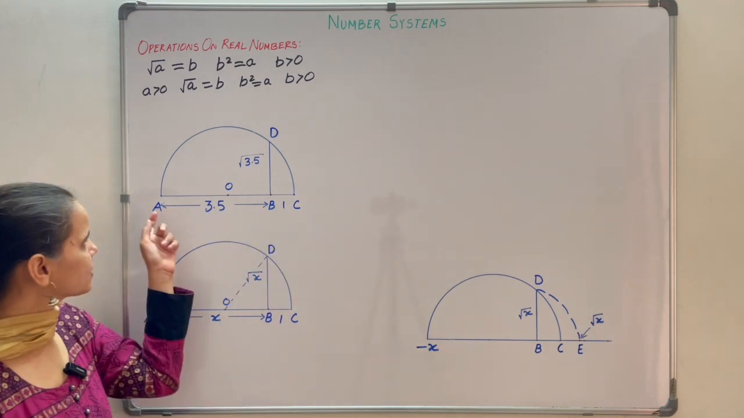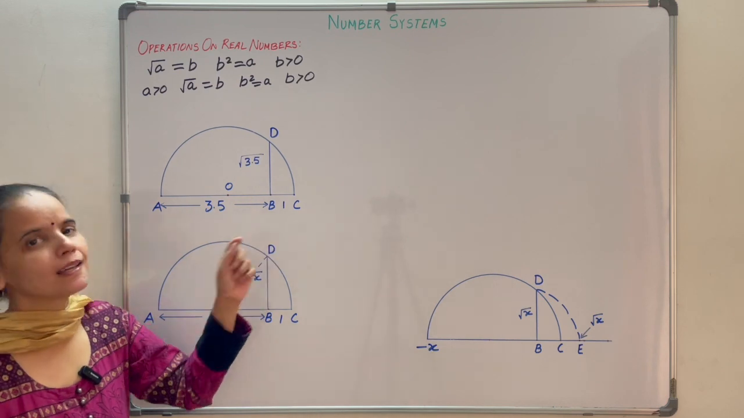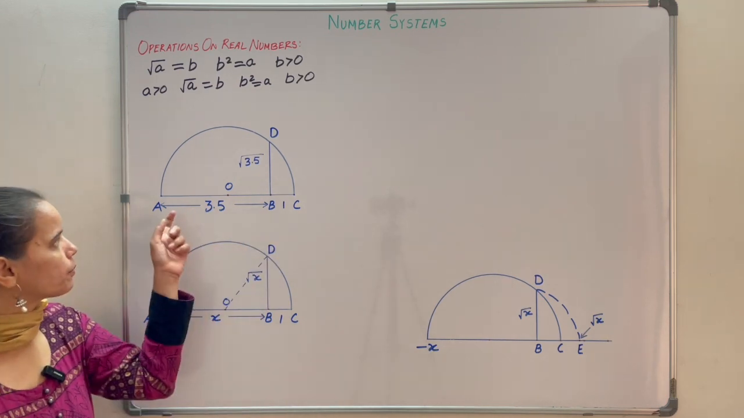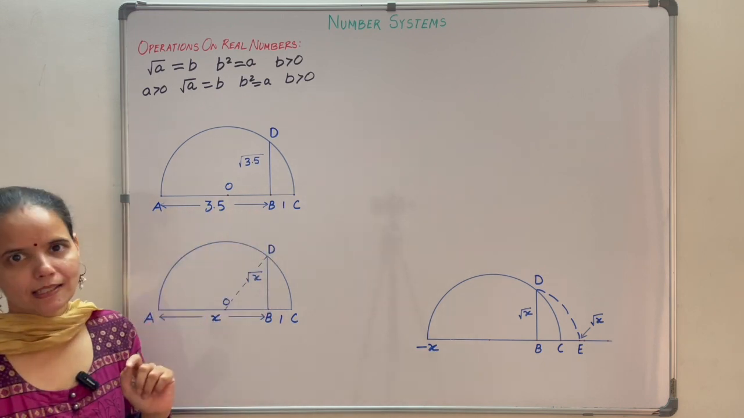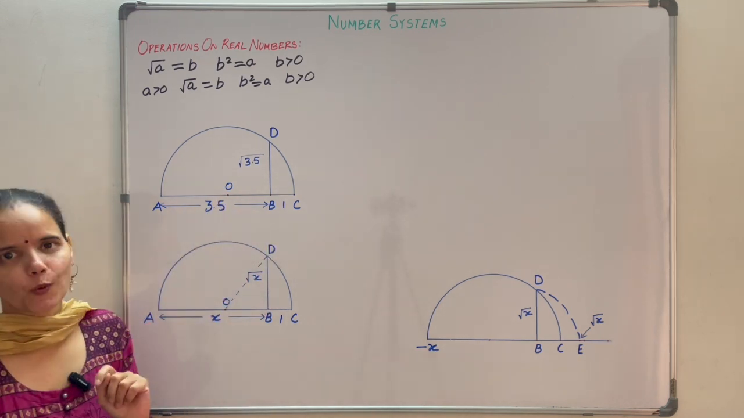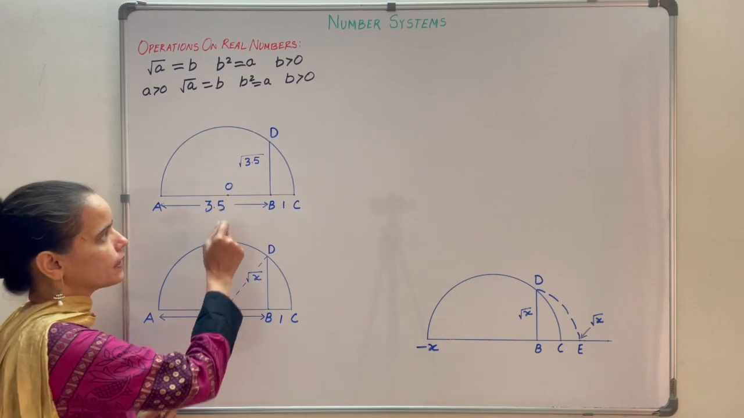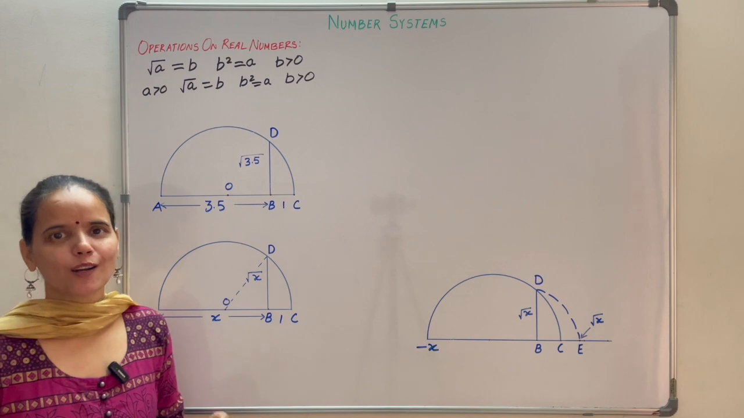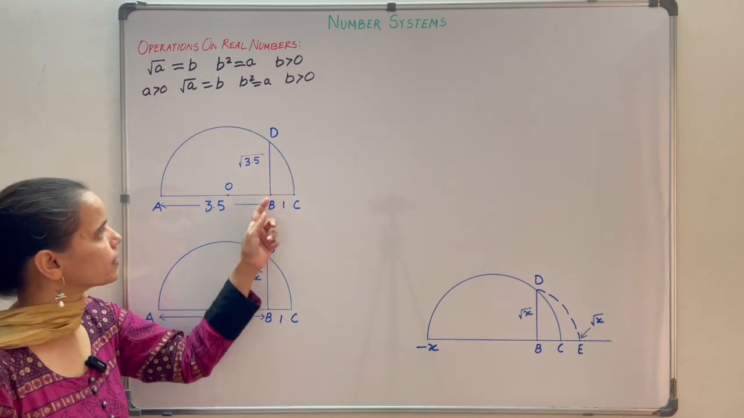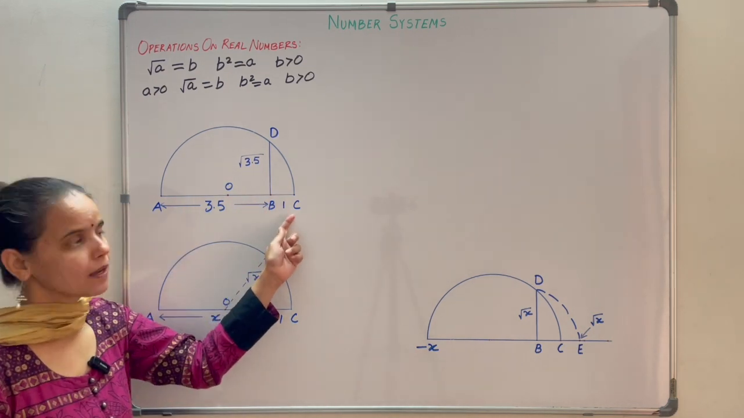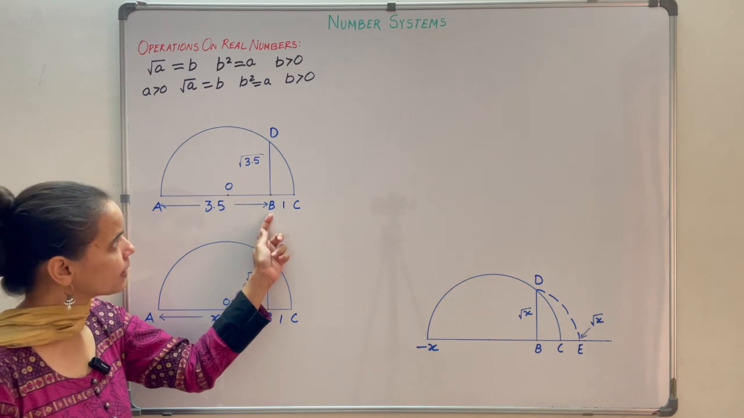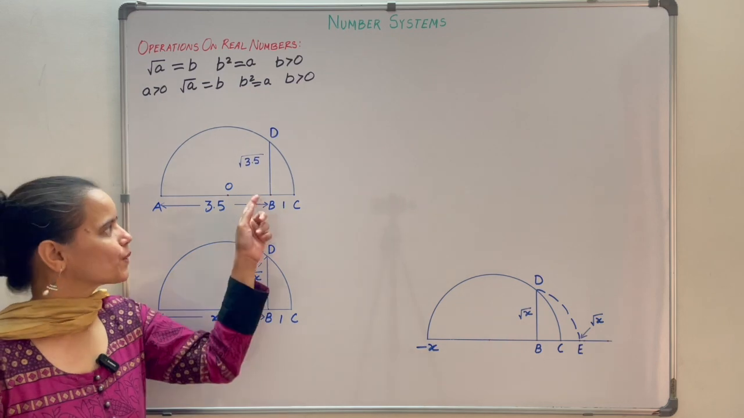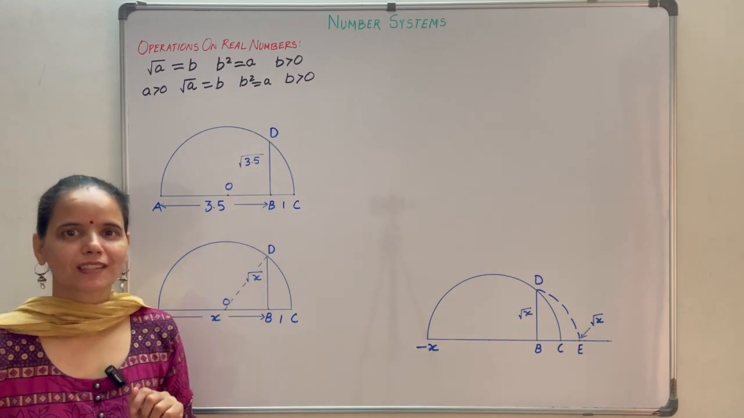So here, all these 3 points A, B and C lie on the same line. Now we will find out the midpoint of this line segment AC and name that point as O. So taking O as the center and OC as the radius, we will draw this semicircle. Now we will draw a line perpendicular to this line segment AC, passing through this point B and intersecting the semicircle at this point D. So here BD is square root of 3.5.